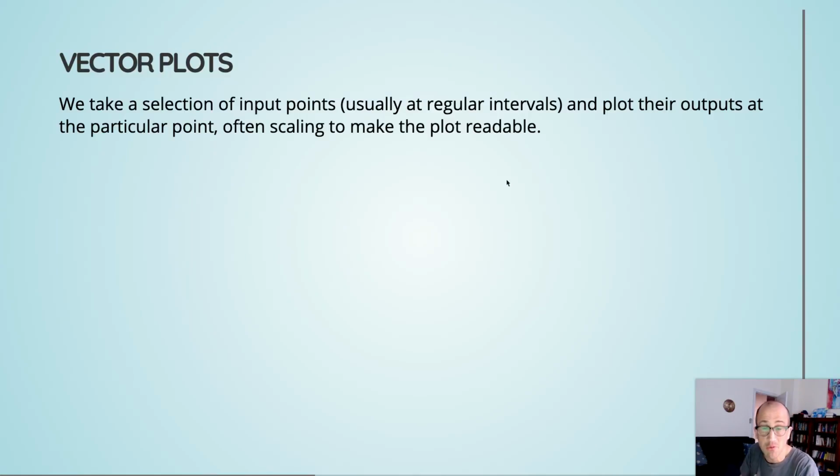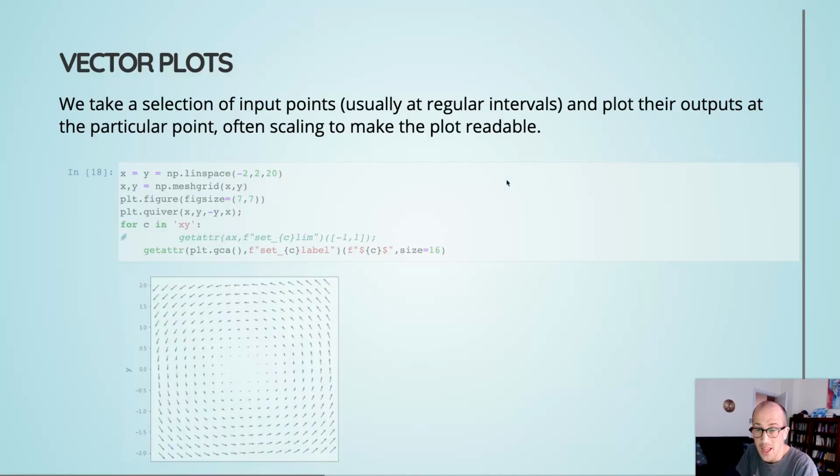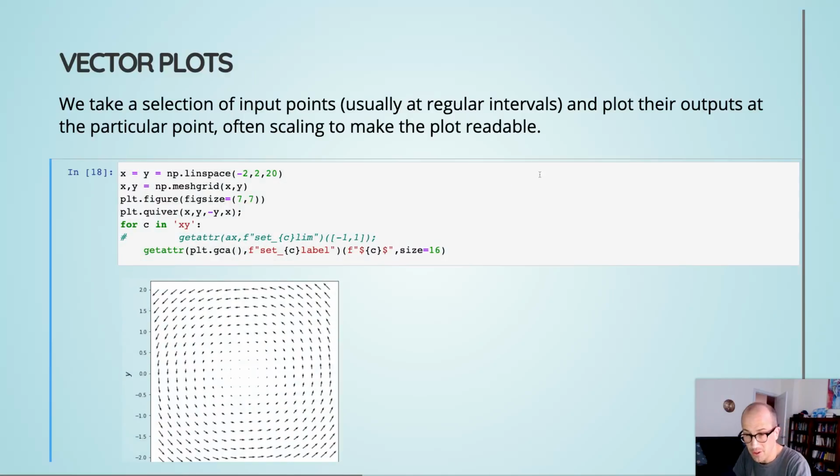But what we can do is select a bunch of points, enough that the reader can understand, get a nice representation of the values of this function. And then at each point, plot the vector associated with the vector field, and with a little bit of scaling.